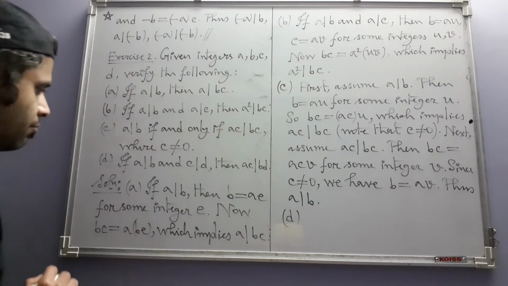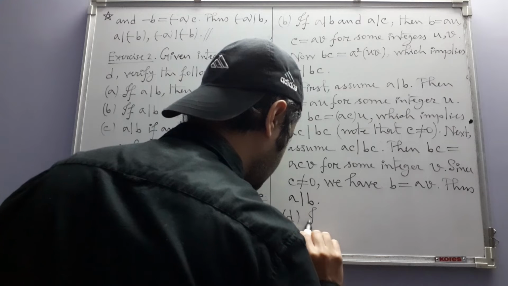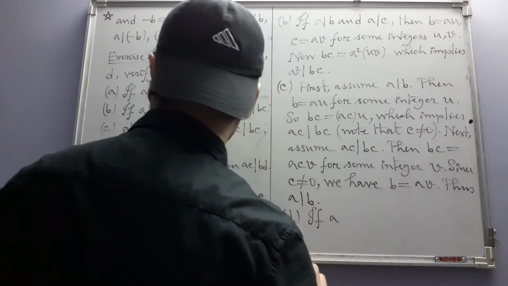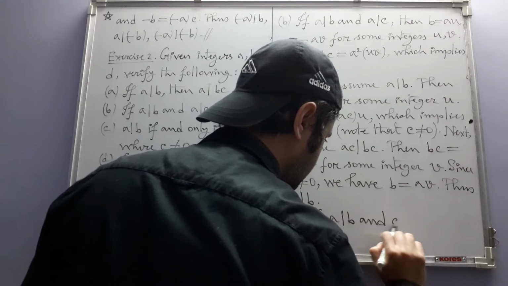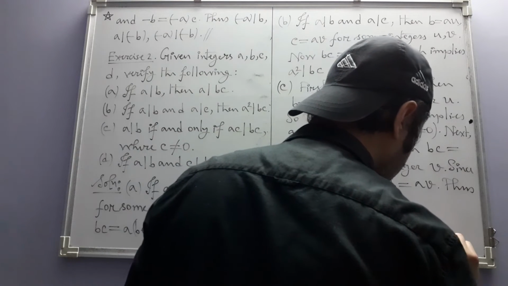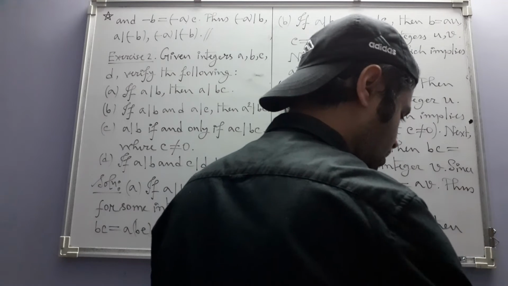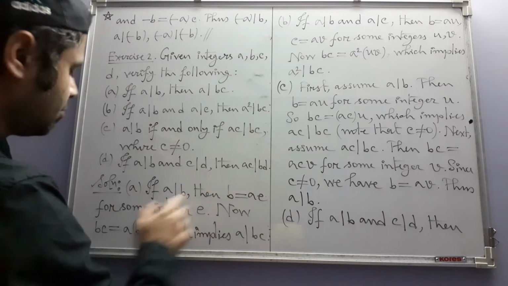And finally in part D, we have these two things. If A divides B and C divides D, then we need to show that AC divides BD.